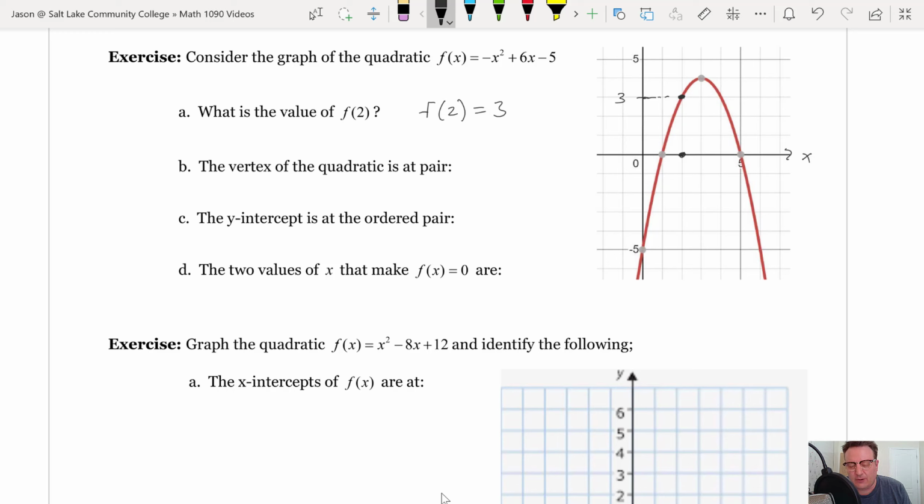Let's check it with the actual function given to us as an expression. Negative 2 squared would be negative 4 plus 6 times 2 is 12 minus 5. So that would be negative 9 plus 12. Yeah, 12 minus 9 is 3. Okay, B. Let me fix that. That's an F. The vertex of the quadratic is at the pair what? Well, the vertex is this point up here, and that would have coordinates of (3, 4).